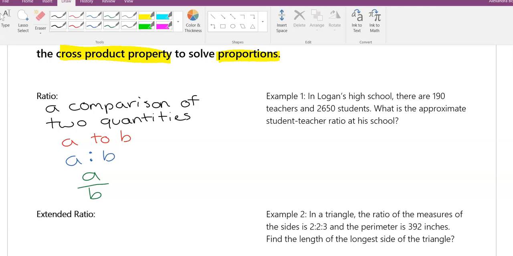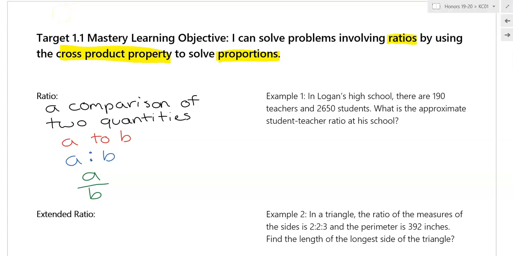So let's look at example 1. In Logan's High School, there are 190 teachers and 2,650 students. What is the approximate student-to-teacher ratio at his school? So we're going to want to do students to teachers, because that's what it says here, student-to-teacher ratio. And we have 2,650 students, and we have 190 teachers.